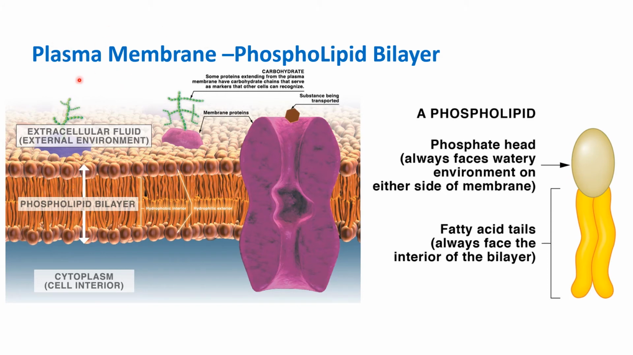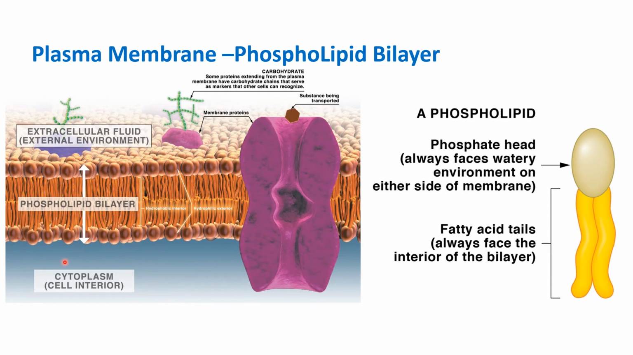Plasma membrane is found amongst all cells. How does a plasma membrane look like? It's a bilayer, meaning that it's made up of two layers. It's a phospholipid, so it's made up of phosphates and lipids. The phosphate heads are facing both the inside and the outside of the cell. So you have some phosphates right here facing the outside of the cell, and you've got some phosphate heads down here facing the inside of the cell.